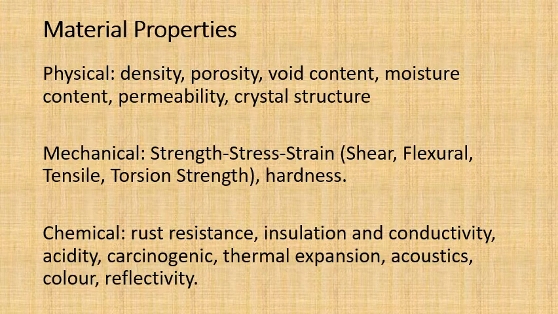Chemical properties would have to do with whether the material is rust resistant, whether it can insulate or conduct electricity or heat. Does it react with acid? Is it carcinogenic? Does it cause cancer? Many of you may have heard of asbestos. It was a material that was used from the 1950s to the 1980s. It was a very good insulating material, and generally houses from that era were a lot warmer because of the insulation and cooler in the summer. However, a big issue with it was it caused cancer. So that's illegal now. You can't use asbestos.